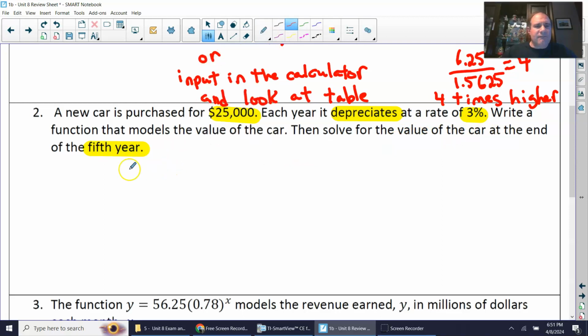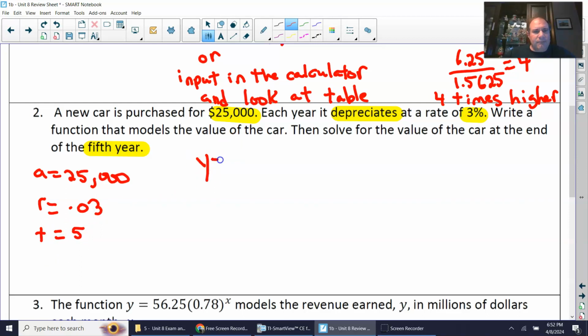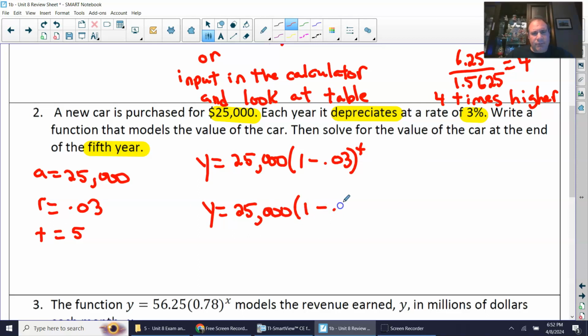So let's go ahead and write down our key. A equals 25,000. R equals 0.03 as a decimal, and the time will equal the 5th year. So we have y equals 25,000 times 1 minus 0.03 to the t. Now we're just going to figure it out: 25,000, 1 minus 0.03, and we're going to put 5 in.